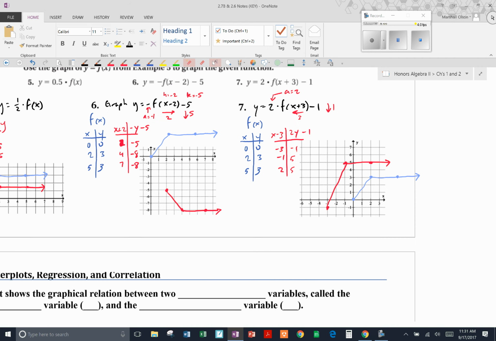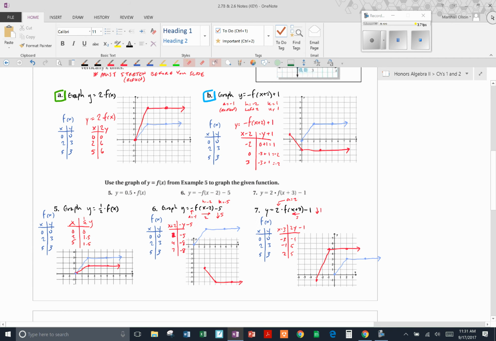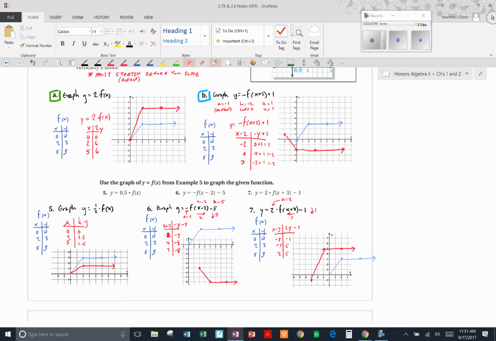So we can see how these a, h, and k values affect any general function, just like they did our absolute value function.